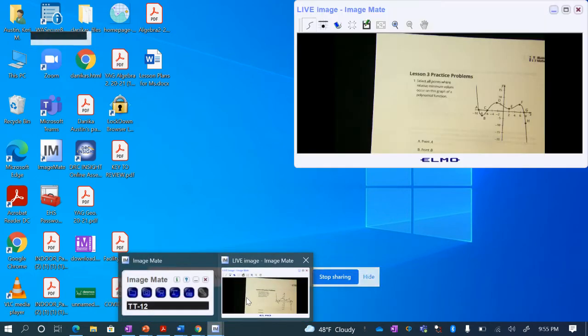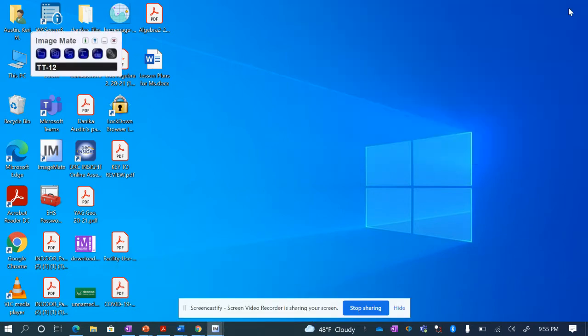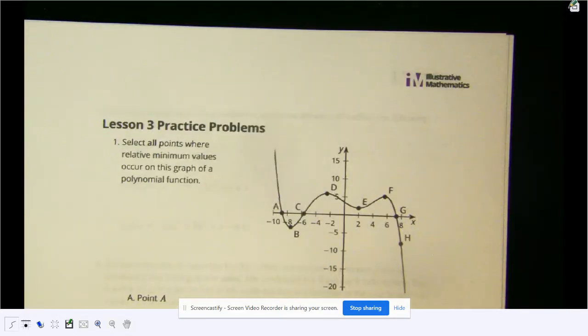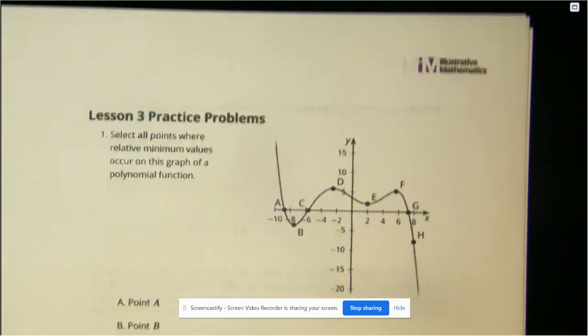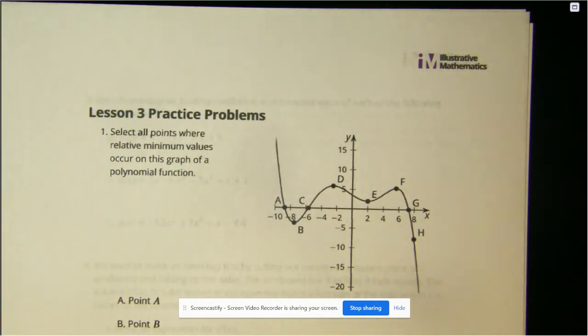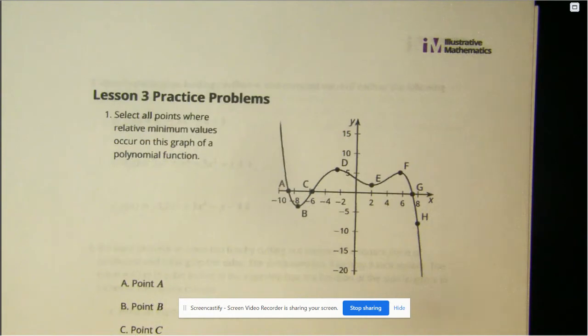I'm here to go over the lesson 3 practice problems. All right. It says select all points where relative minimum values occur on this polynomial function.